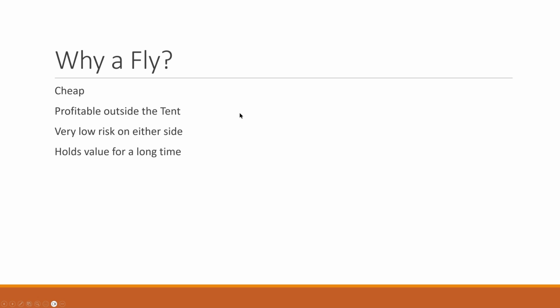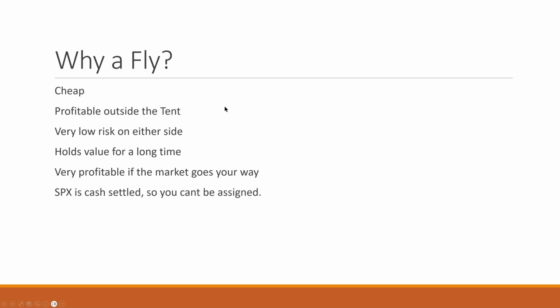The other really important thing about a fly, which a condor doesn't do, is it holds its value for such a long time while you're trading. There's always the chance of it coming back, especially in high vol. There's always a chance. So the cost of the fly stays elevated. The other really great thing about it is that if it goes the way you want it to go, you can make a ton of cash out of it. All right. Last one, we use SPX because it's cash settled. You can't be assigned stock. You can't wake up with half your fly elsewhere. And there are other cool little bits for being cash settled that make life really easy.